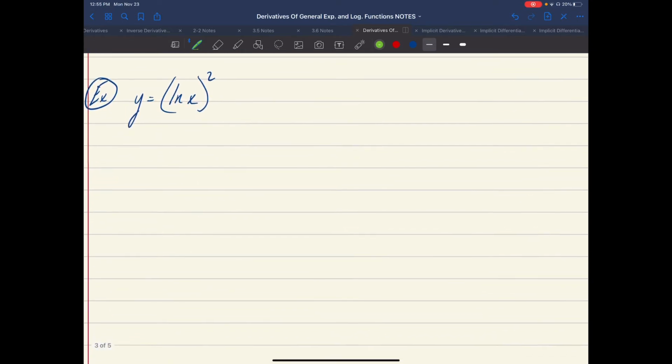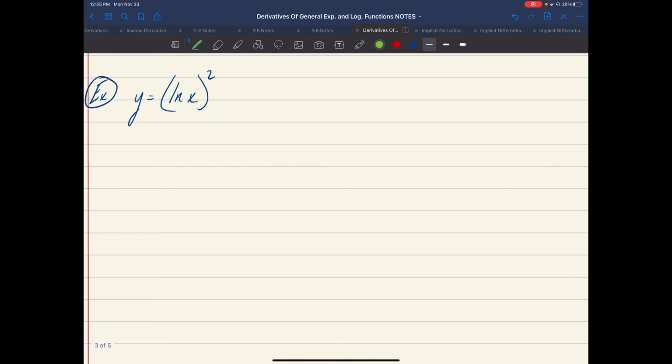Okay, so here we have a similar problem. y equals natural log of x, squared, so this is a chain rule. So y prime equals the derivative of the outside, so bring down the 2, times natural log of x, now it's to the 1, multiplied by the derivative of natural log of x, which is just 1 over x. So y prime is 2 over x times the natural log of x.